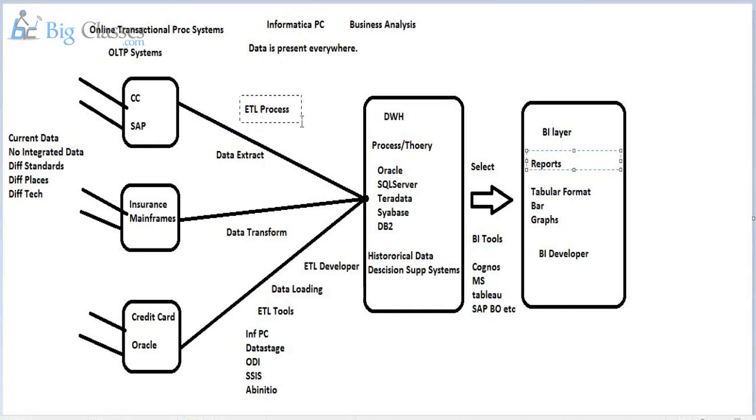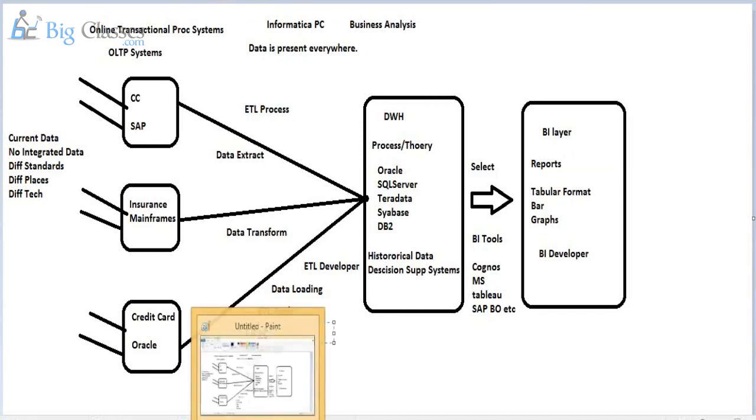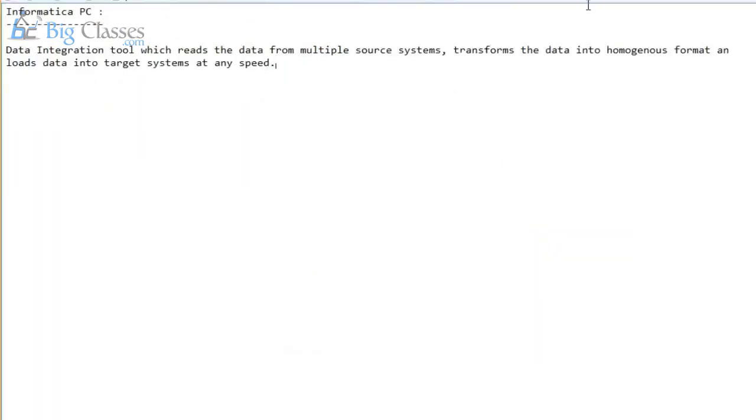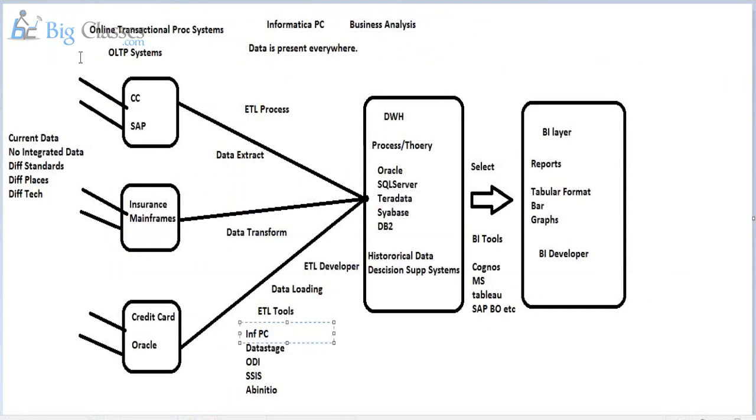For performing this ETL process, or this data integration process, we basically use Informatica PowerCenter. Informatica PowerCenter is a data integration tool which reads the data from multiple OLTP systems, transforms the data into a homogeneous format, and loads the data into the tables of the data warehouse. For creating this ETL process, we generally use Informatica PowerCenter.